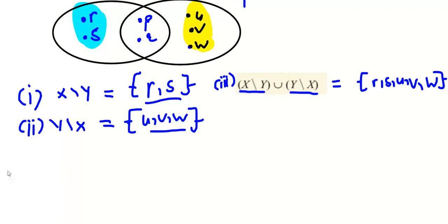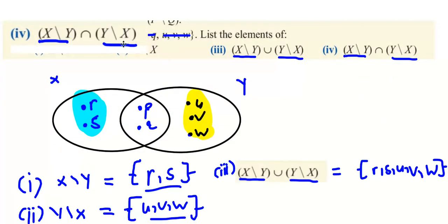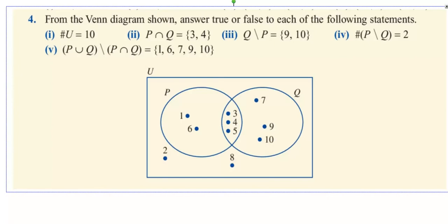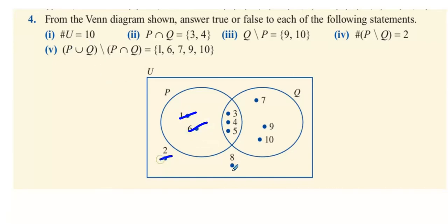Where did we put it? There we go. Equals the null set. Okay, now on to question 4. From the Venn diagram shown, say true or false to each of the following. Everything in the universal set is 10. Let's see. 1, 2, 3, 4, 5, 6, 7, 8, 9, 10. That is true.